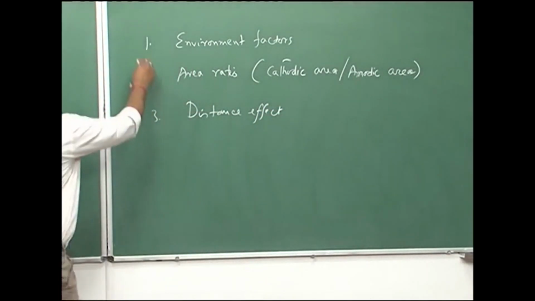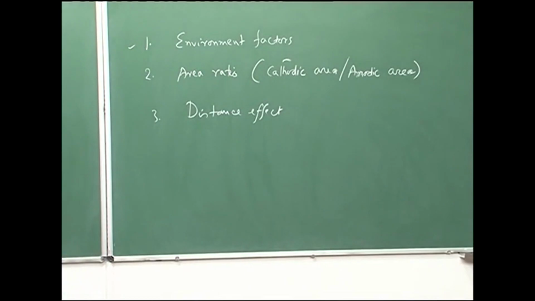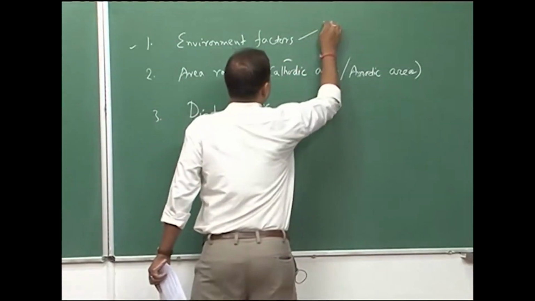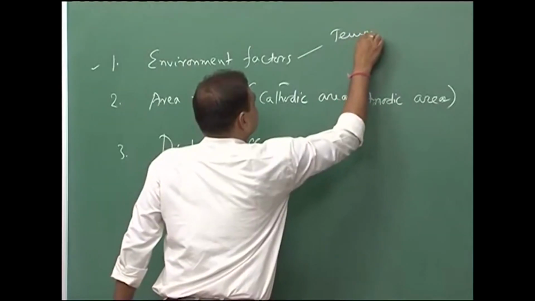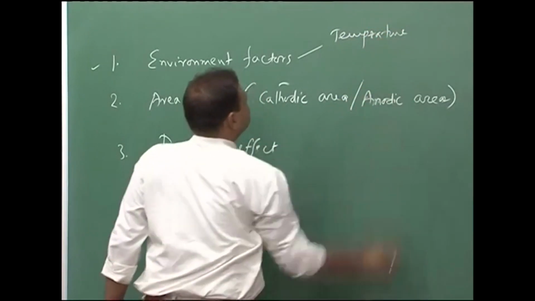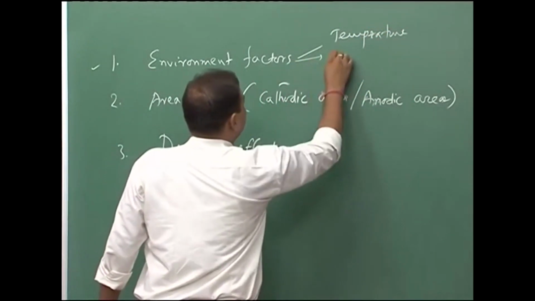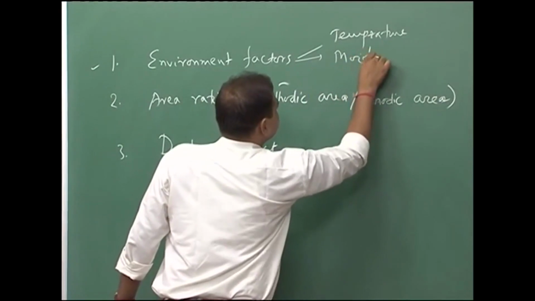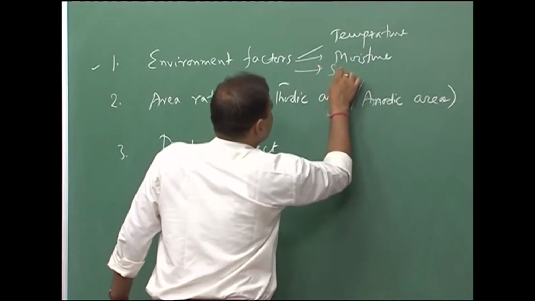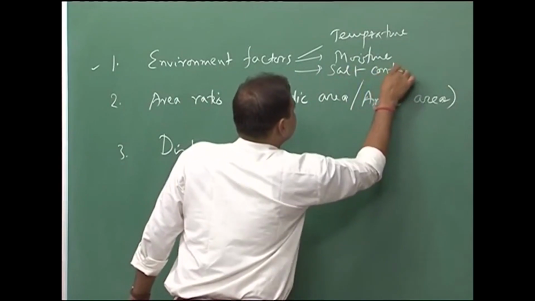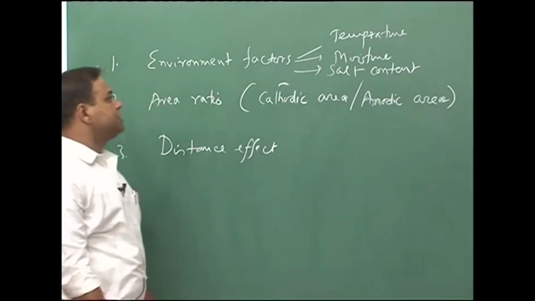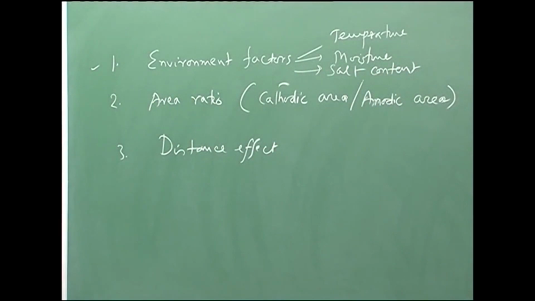Now, if you see the environment effect, for example, temperature, it could be moisture, it could be salt content of the electrolyte. Salt means NaCl or the chloride salt. Those are the three factors which can be deleterious to the material, and the corrosion would be more.